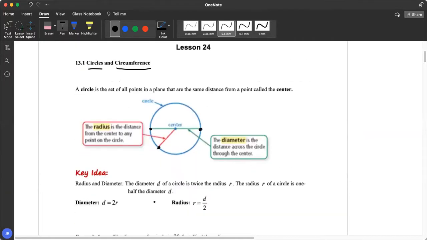So if we're looking at our key idea about radius and diameter, the diameter, or d, of a circle is twice the radius, which makes sense. If our radius goes from the center to the outer edge, and our diameter goes from one edge to the other through the center, we can say that 2 radiuses equals the diameter. Or we can go the other way and say that our radius is the diameter divided by 2. Half a diameter is a radius. Any questions on that? Comments, concerns? Okay.